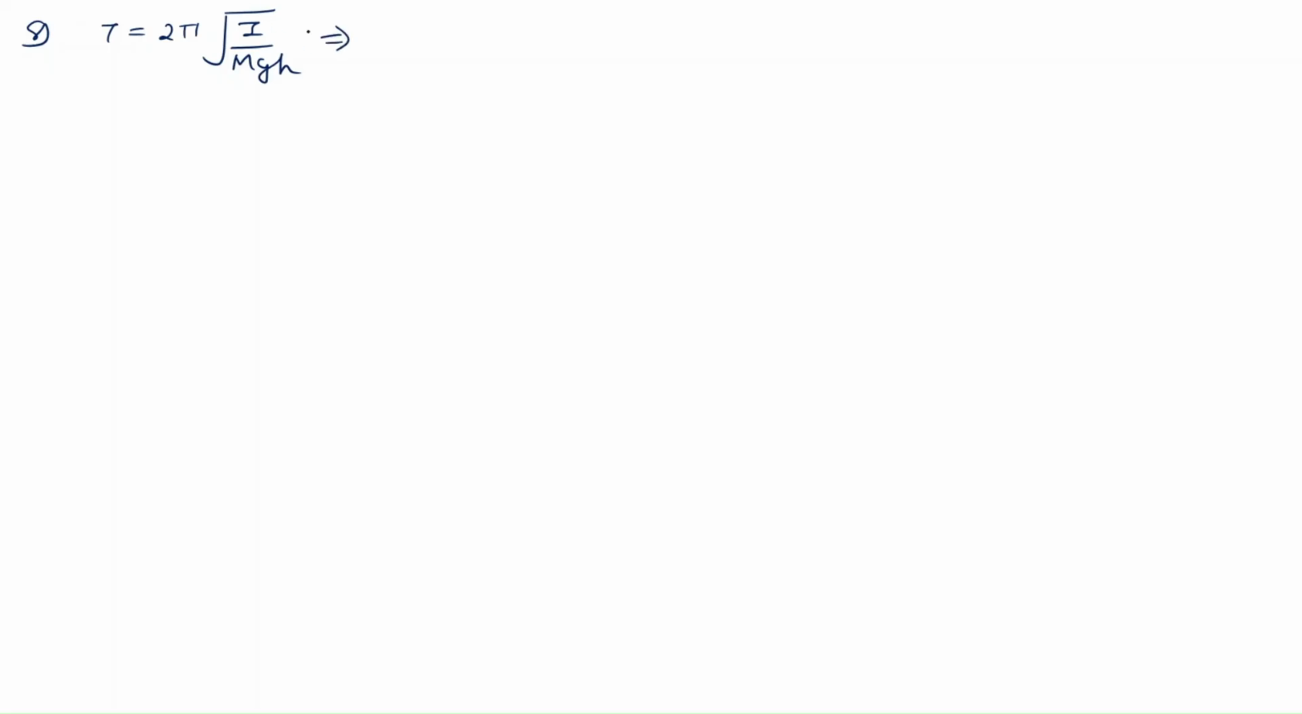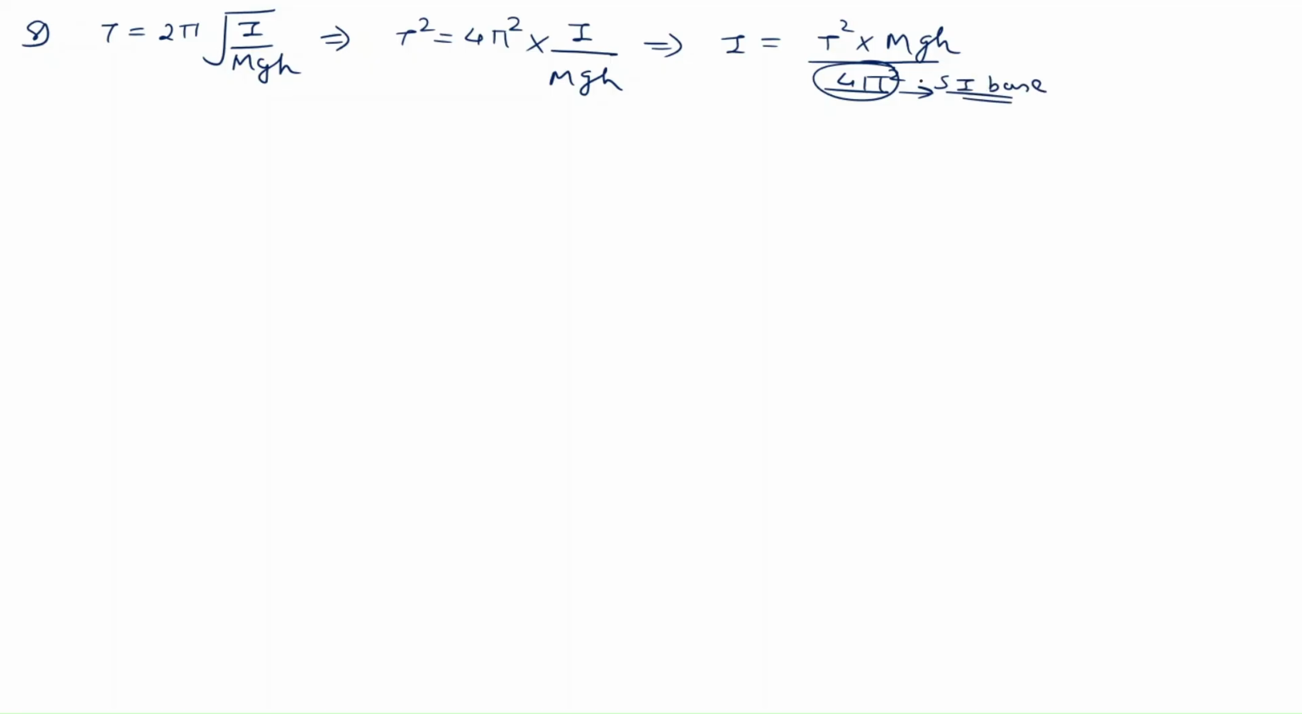So we have to square both sides. We get T square equals 4 pi square l upon mgh. So all the stuff moves to this side, and we get l equals T square mgh upon 4 pi square. We eliminate this 4 pi square because we have to deal with only SI base units. Since it has no SI unit, we can omit it.